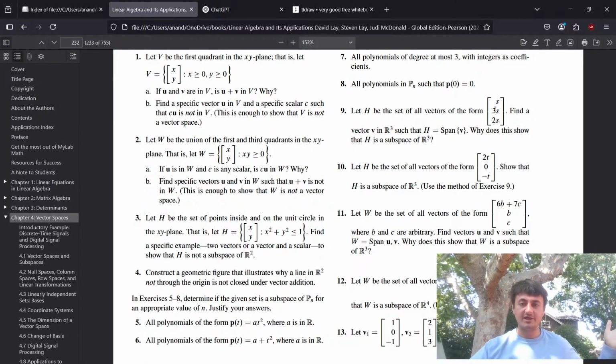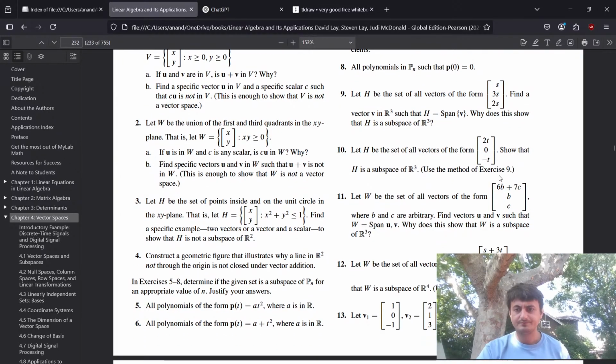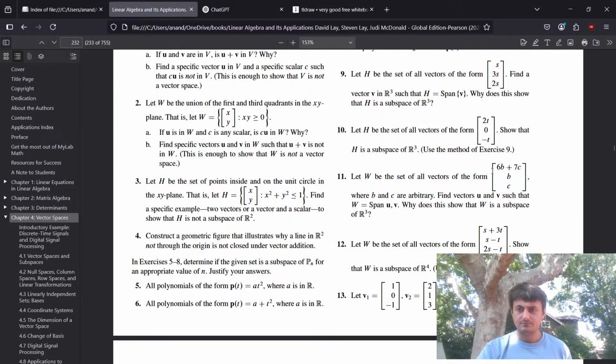So the linear combinations span a line through the origin. And then closed under scalar multiplication, you just take S to be your coefficient, and it's fine. I think that's sufficient. Okay, let H be the set of all vectors. Show that it is. Okay, this is the same one. This is still just a line through the origin.